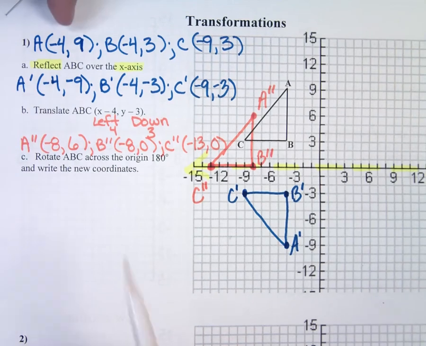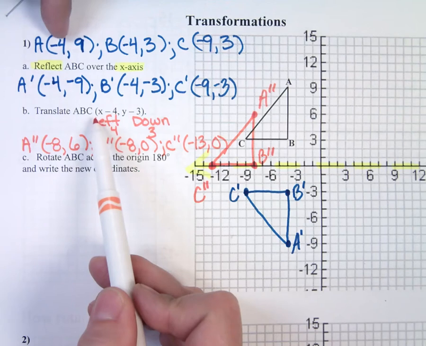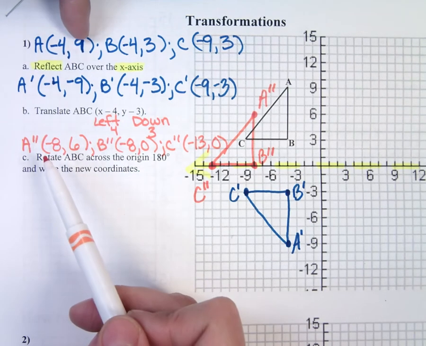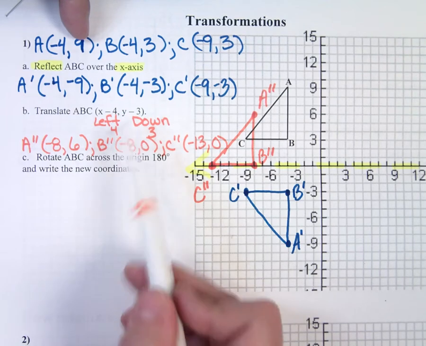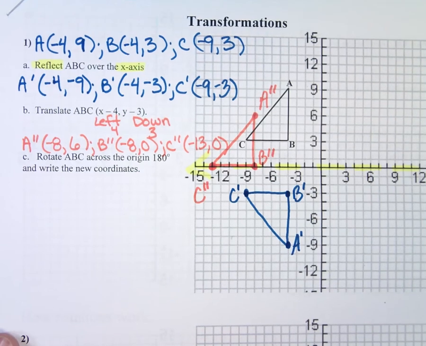But I wanted to say, again, I could get these answers a different way. If I would have taken the x, the negative 4, and subtracted 4, that's another way to get the negative 8. I could have taken the y, the 9, and subtracted 3, and that's another way to get the 6. So you can do the translation a variety of ways.